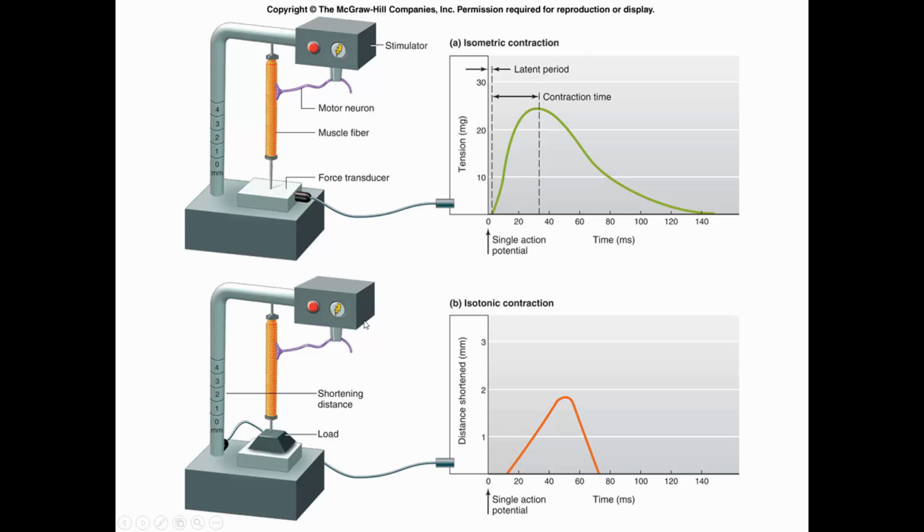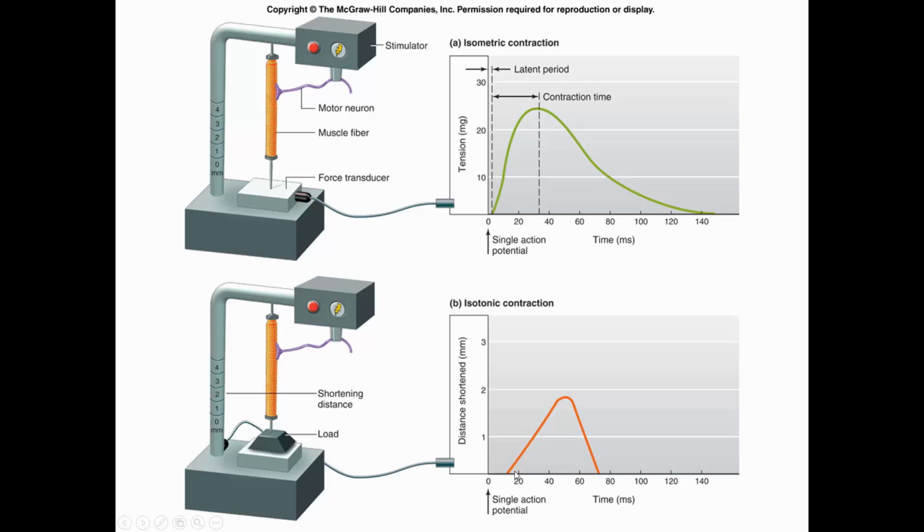contraction. However, we also can study isotonic contractions. Isotonic means same load or the same tone. Isotonic contractions are shortening contractions. So here you have a fiber that can be stimulated, it can shorten, and it can pull a load.